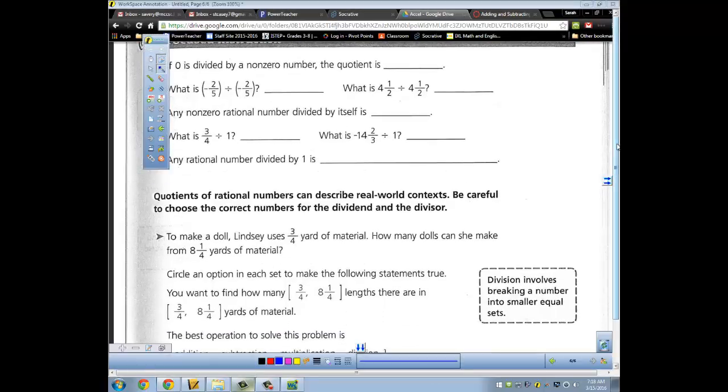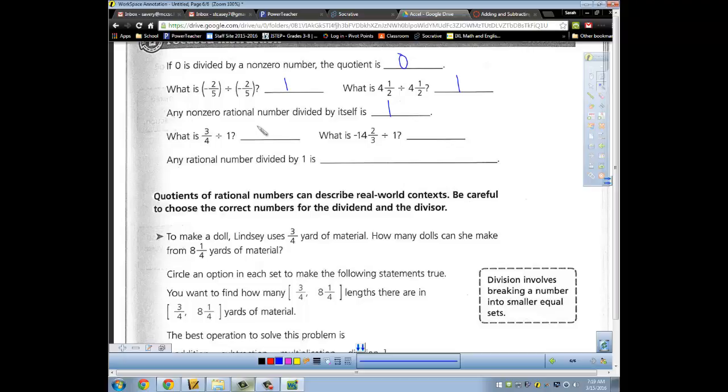If 0 is divided by a non-zero number, the quotient is 0. So 0 divided by something is always 0. -2/5 divided by -2/5. Well, that's something divided by itself, which is 1. Anytime you take something divided by itself, that's 1. So 4.5 divided by 4.5 is 1. Any non-zero rational number divided by itself is 1. So any number divided by itself, 1.